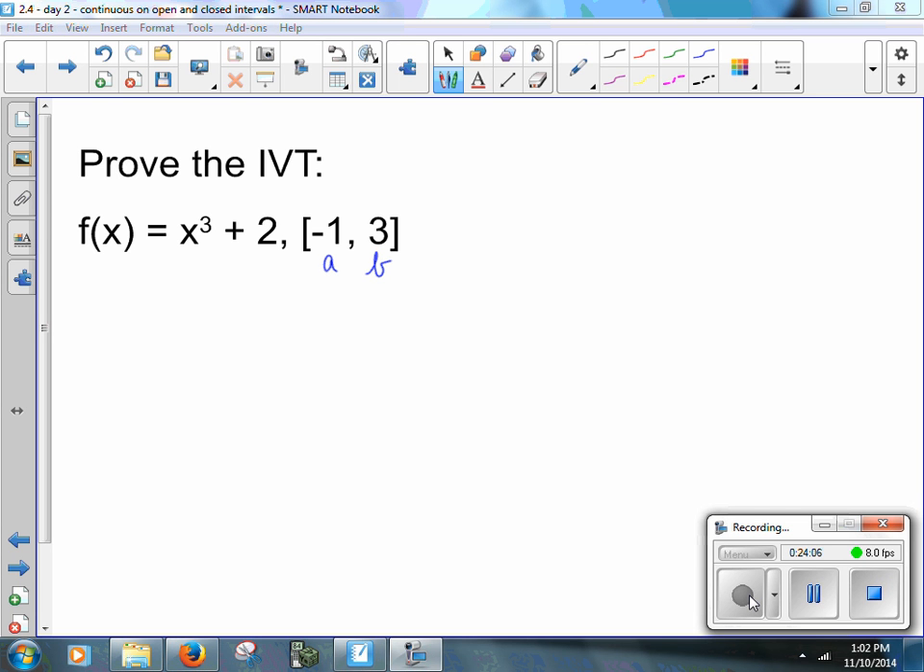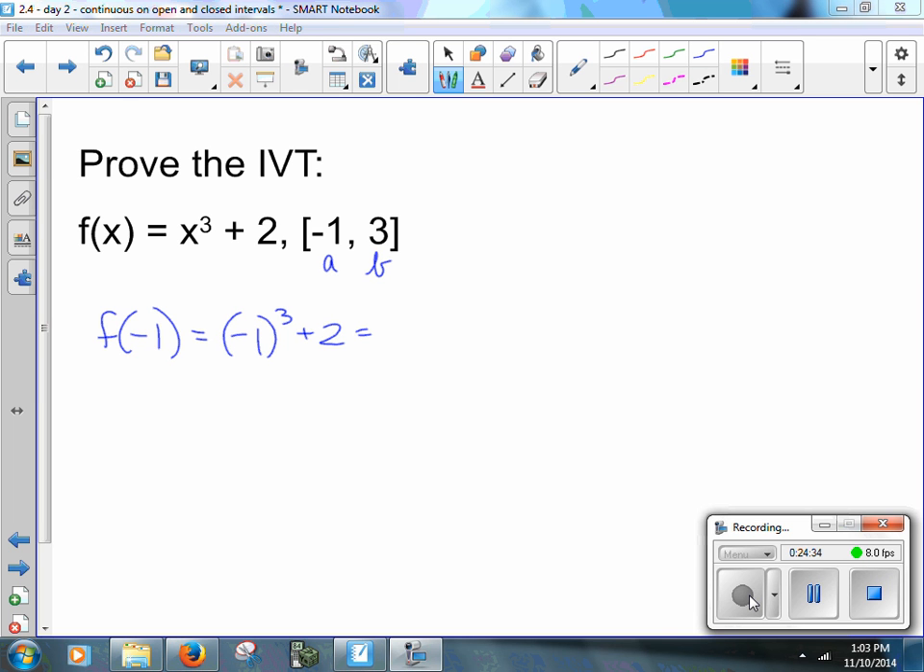Plug in a. And then we're going to plug in what? b. So let's do that. Let's find f of -1. We're going to plug in our a value to find the corresponding y value.